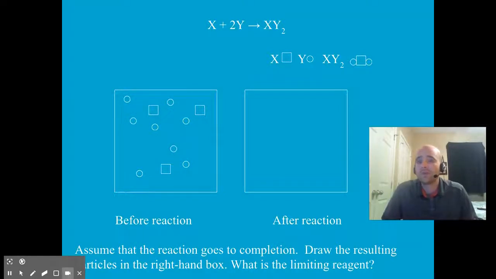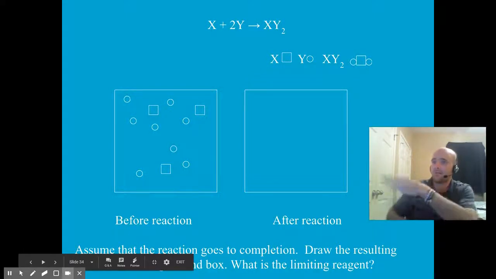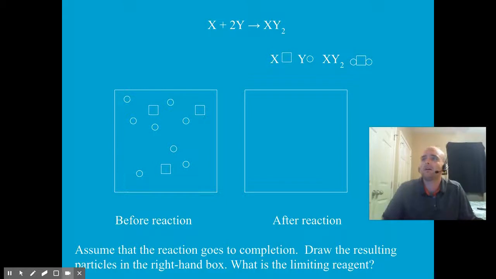Now I want you to give this problem a try, and I want you to wait for the thing to go away, okay. If we had a reaction with X plus 2Y yields XY2, and the X's are symbolized by the squares and the Y's are symbolized by the circles, what would it look like after the reaction? Assuming that the reaction goes to completion.